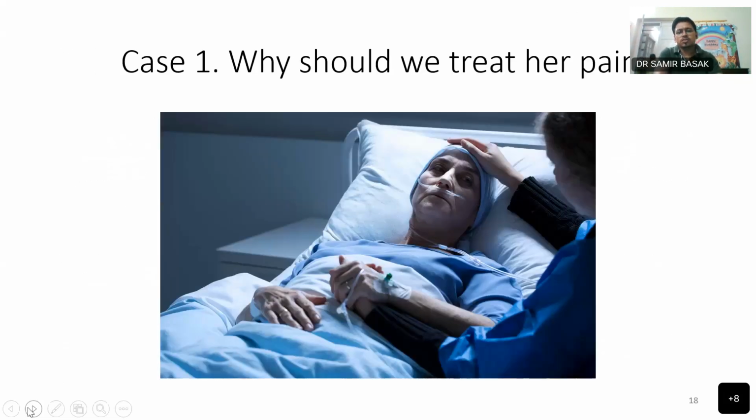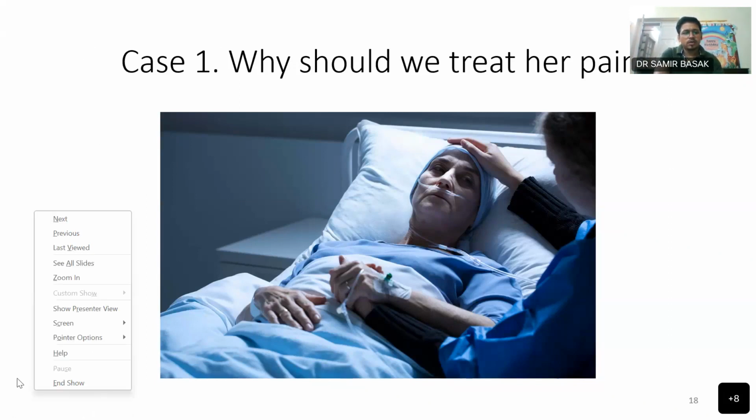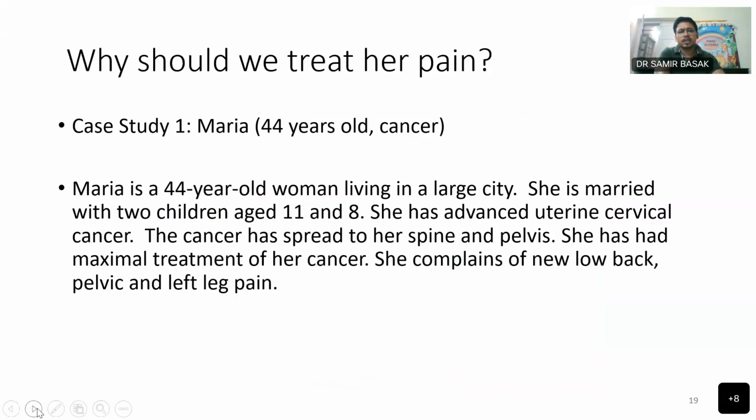So we will go through 4 cases, and we will discuss these 4 cases throughout the discussion. The first case is, why should we treat this old lady's pain? She has cancer, and her name is Maria, a 44-year-old cancer patient living in a large city. She is married, with four children, one 11 years old, another 8 years old. She has advanced uterine cervical cancer. The cancer has spread towards the spine and pelvis. She has had maximum treatment for her cancer. Now she complains of new low back pain and also left leg and pelvic pain. So that is case 1, a 44-year-old cancer patient.